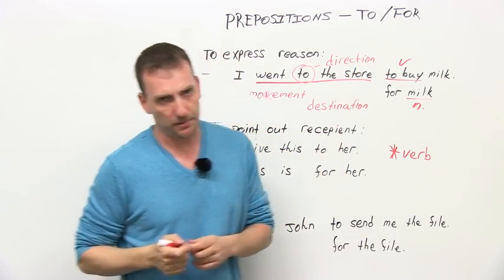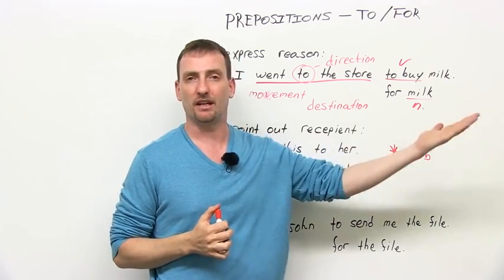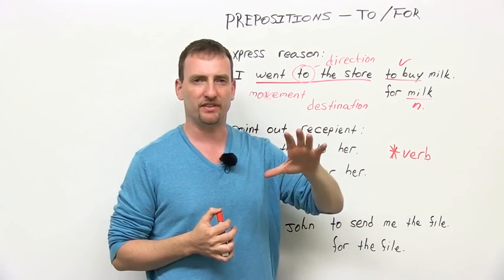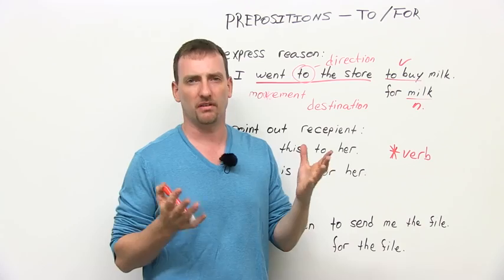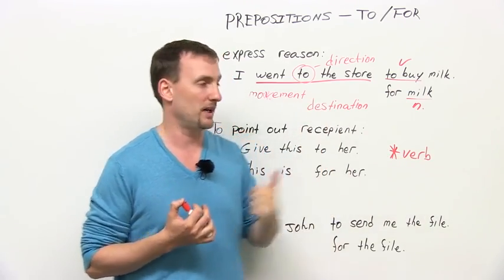Now, there are, of course, exceptions. There are situations where you can use for: head for the hills, make for the lobby. But very, very specific situations, very specific verbs, and you're not going to use them that often because they're not as common. Easier to just use go, okay?